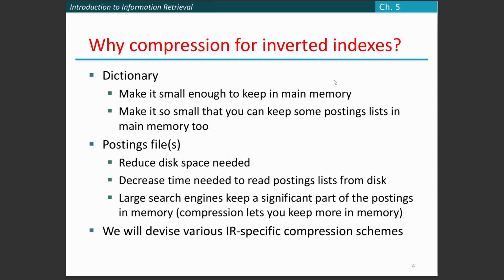So why compression for the inverted index? For the dictionary, make it small enough to keep in main memory, meaning only how much is required, only those things you are going to keep. Now make it so small that you can keep some posting lists in main memory too. When we are writing the posting list, it might go up to infinite length, and even then we should be able to store those things in our main memory. So for that, compression techniques are required with respect to the dictionary.